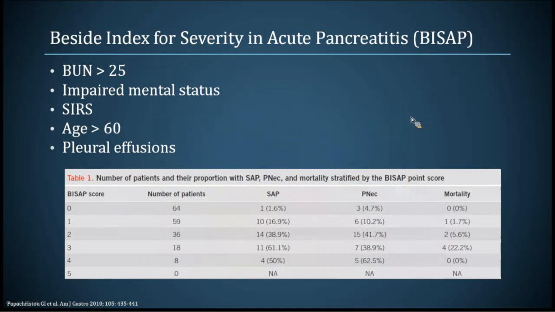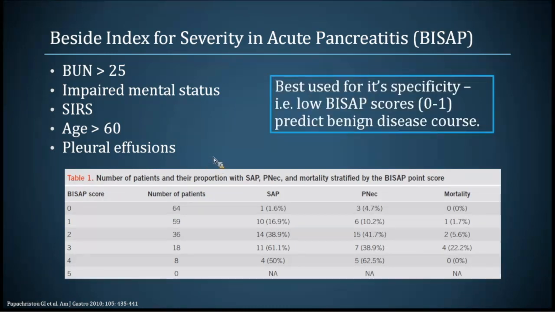The one that I think has gained some interest is BISAP because of its ready, easy-to-use formula, and it's just 5 parameters: having a BUN over 25, impaired mental status, and SIRS, age over 60, and pleural effusions. BUN and SIRS we'll explore quite a bit more as we go on, but these are the factors that have been associated with some worse outcomes. None of these scores are great. I think their specificity is pretty good, so patients with low scores tend to do well. For a BISAP of 0 or 1, 1.6% have severe pancreatitis and 0% mortality.